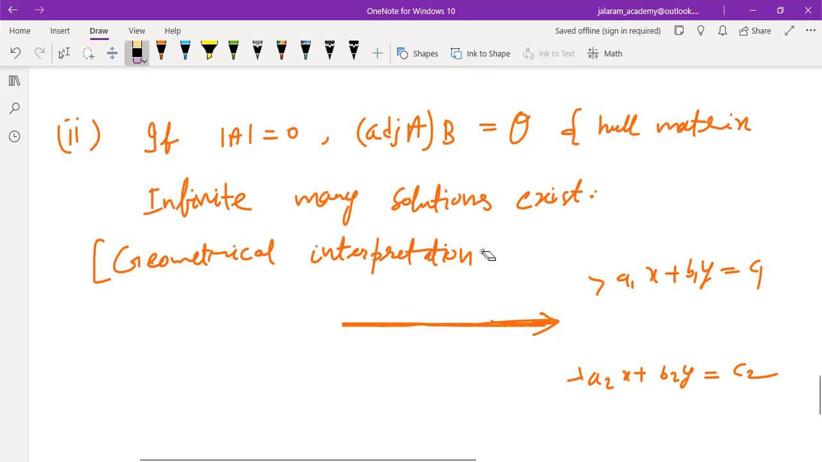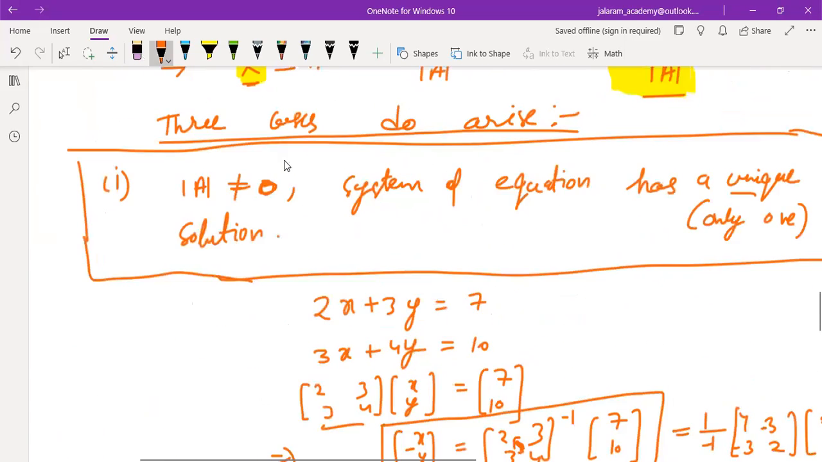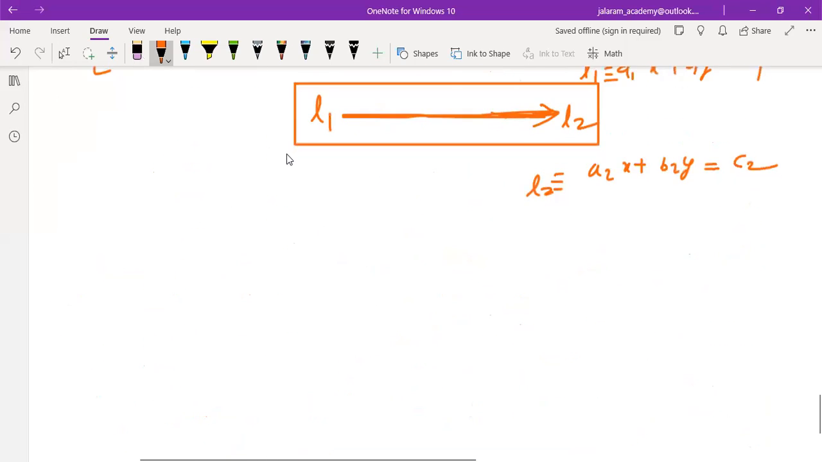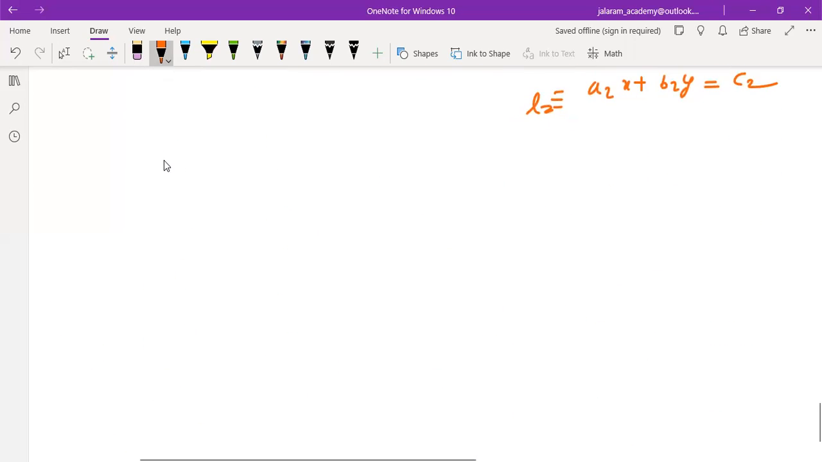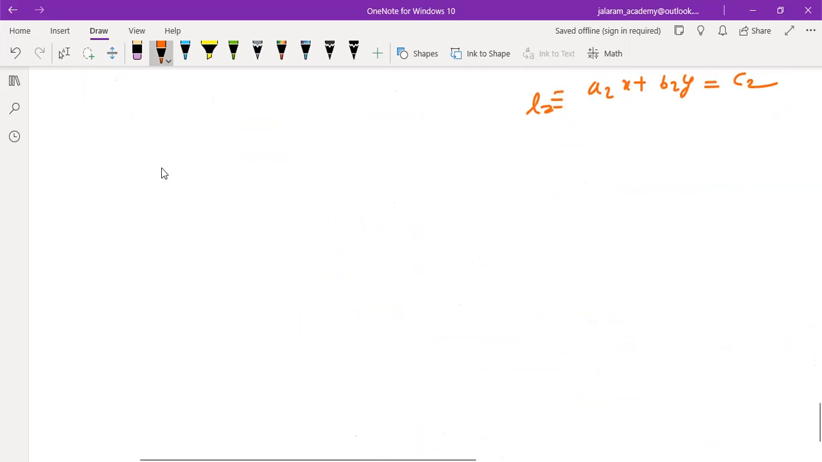If we consider the first line to be L1 and the second line to be L2, then these two lines L1 and L2 will be coinciding. In both cases a solution exists, so these are the two conditions of consistency, as at least one solution exists. In the first case, one solution exists. In the second case, infinitely many solutions exist.